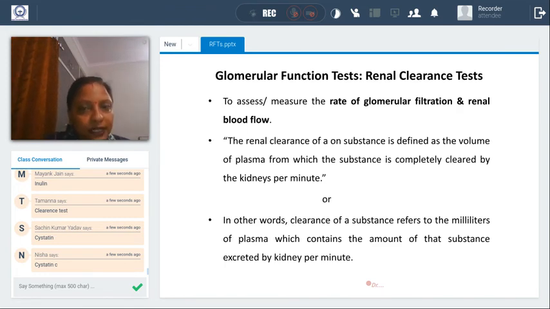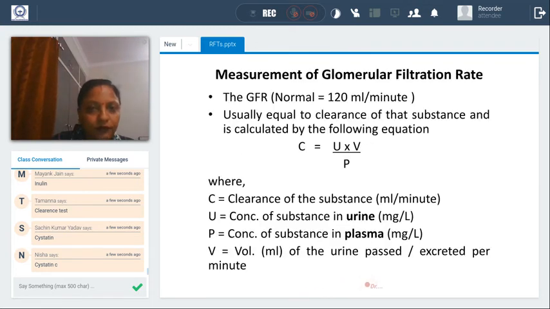An important one is the renal clearance test, to assess or measure the rate of glomerular filtration, or GFR. We can say for the estimation of GFR and renal blood flow, we can use the renal clearance test. This is the formula. You must remember this: C is equal to U into V upon P.